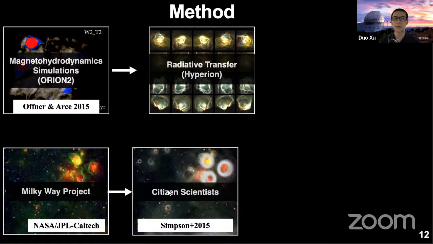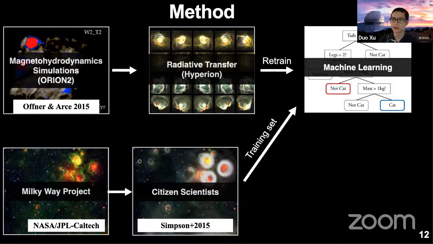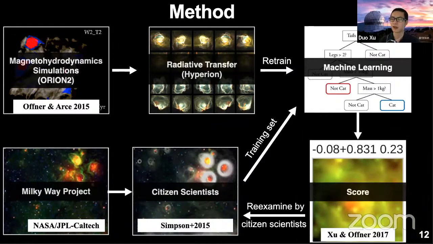Then we combine observation. There are bubbles identified by citizen scientists in the Milky Way Project, which are observational bubbles. By combining these two, part simulation bubbles and part observational bubbles, we train the algorithm. And we could give a classification of an object, whether it's a bubble or not. It will return a score indicating the probability. The higher score means a higher chance of this object being a bubble.